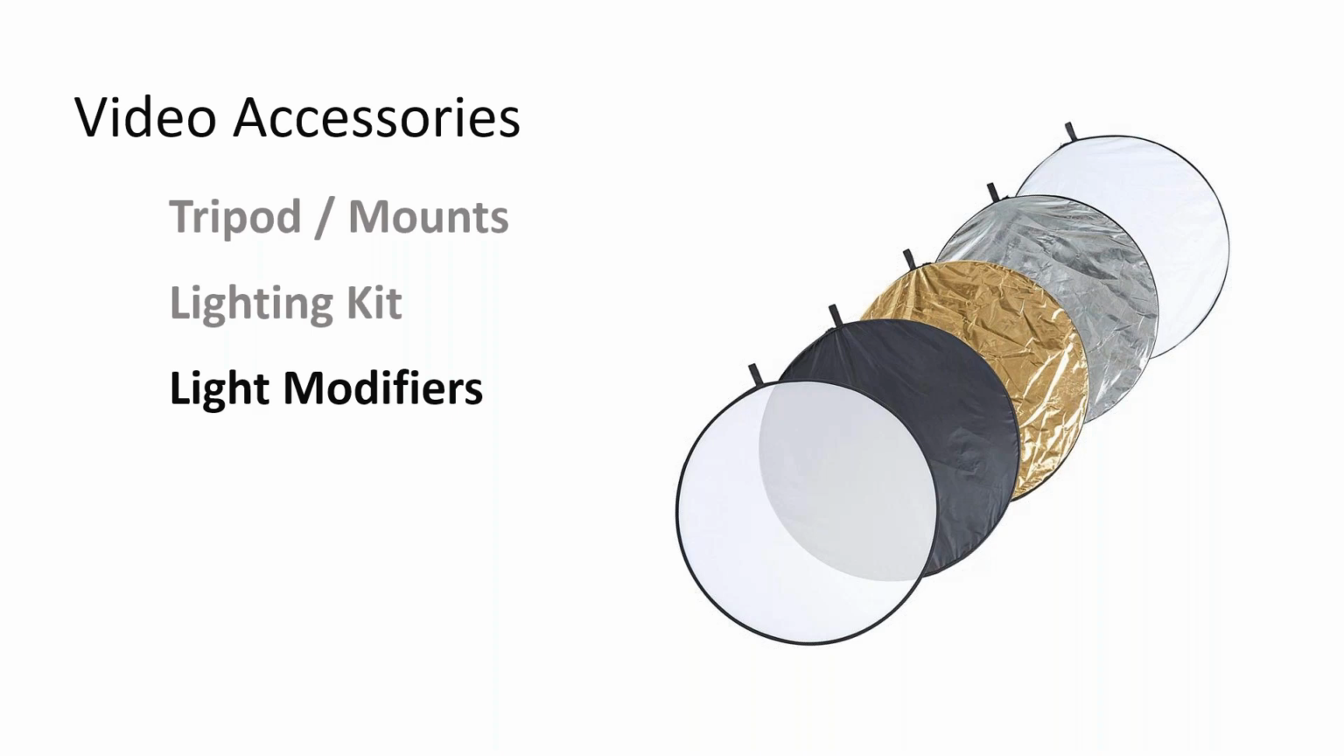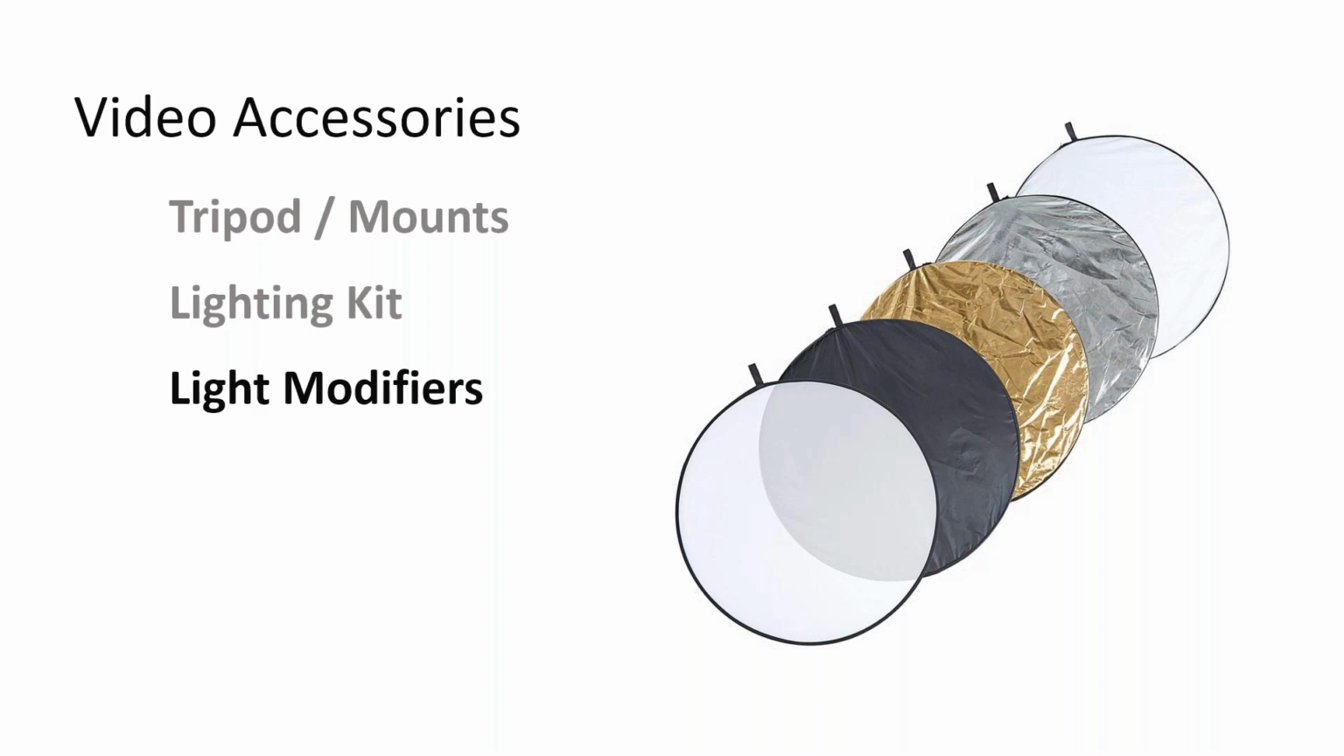What these light modifiers do is that you can use them to reflect light where there is no light. So if I have light coming in from a window, say to the right of my subject, but I have no light on the other side, I can use one of these light modifiers or reflectors to bounce light and balance it out so that the person has lighting on both sides of their face.